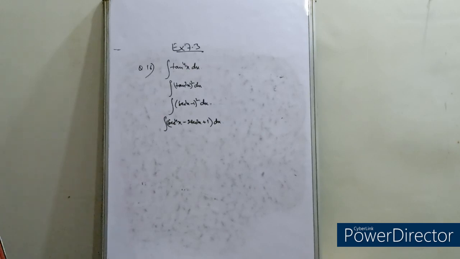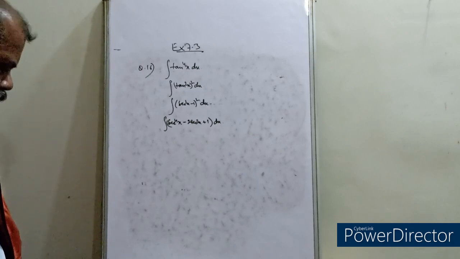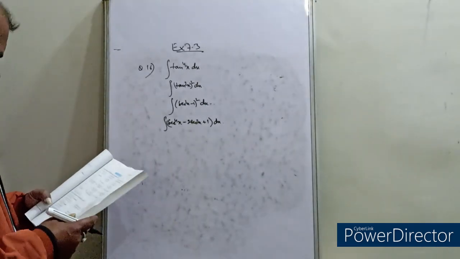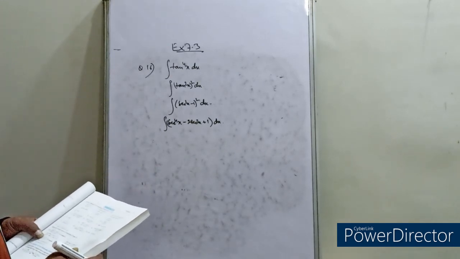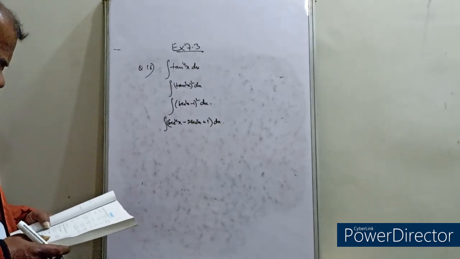Here, the integration of sec square x I have got, it will be tan x. But the problem is with sec 4x. So how to solve this sec 4x? Sec 4x is sec square the whole square, which again repeats the question. So to solve this, what shall we do? It will be better to use cos square into cos, that means sec square.